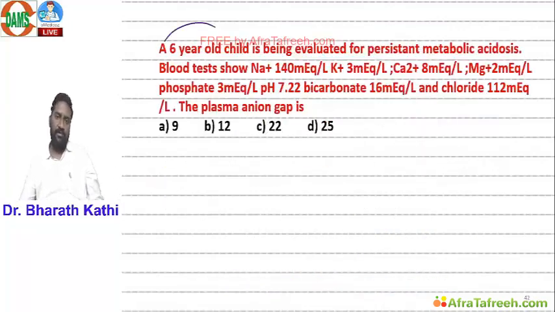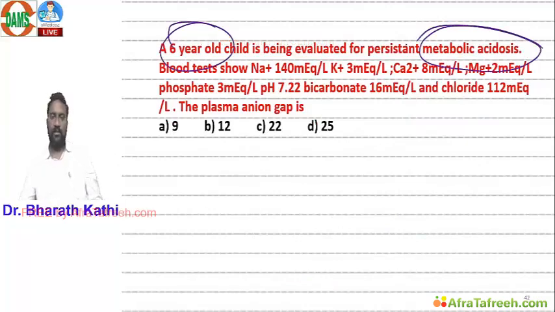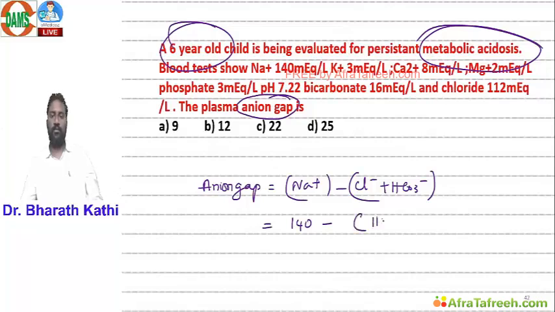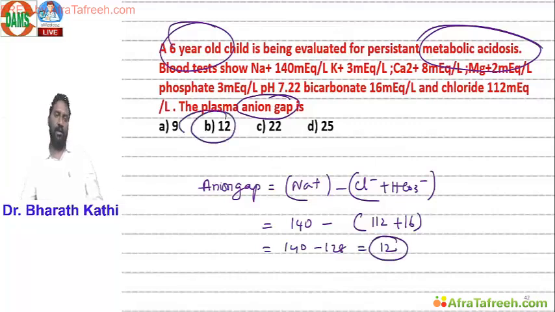A 6-year-old child, metabolic acidosis, so many parameters are given, you want to know the anion gap. Let them give whatever they want. For the anion gap calculation, you should only use these parameters: sodium minus chloride plus bicarbonate. How much is sodium? 140. How much is chloride? 112 plus 16. 140 minus 128, it is 12. It is a normal anion gap.